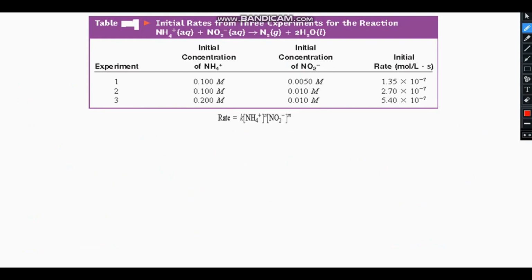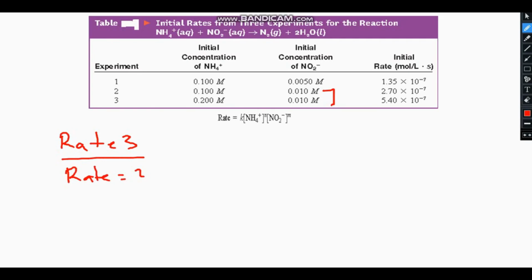This is because the values of NO2 in experiment 2 and 3 are the same, so they can simply simplify. So let's use these two concentrations and the initial rate to determine the value of n. Basically, we'll divide the rate for experiment 3 by the rate for experiment 2.